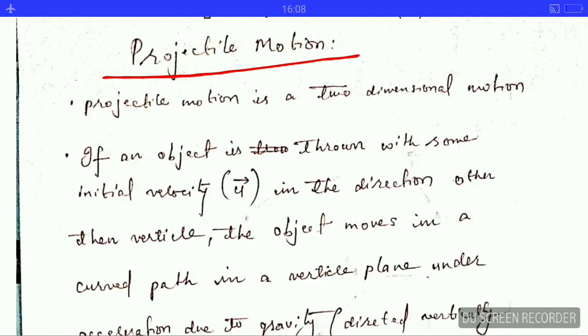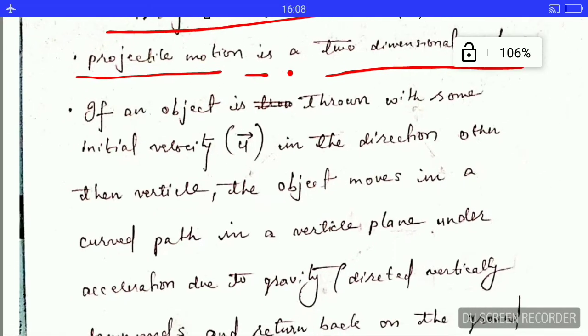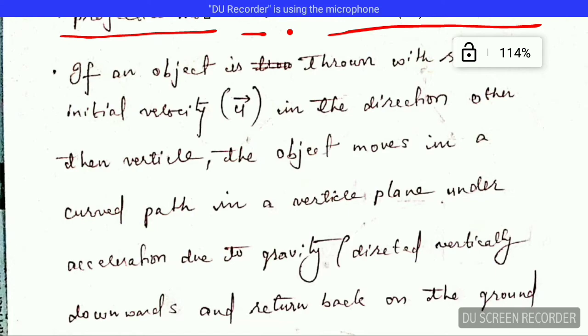Okay, so the first thing is that projectile motion is a two-dimensional motion. By two-dimensional motion we mean that a projectile motion is confined to a plane. Okay, so it is an example of a motion in a plane. Okay, then let's come to the definition of the projectile motion.